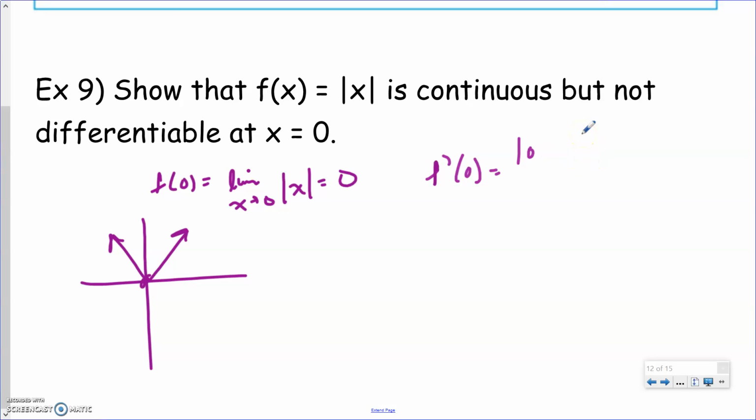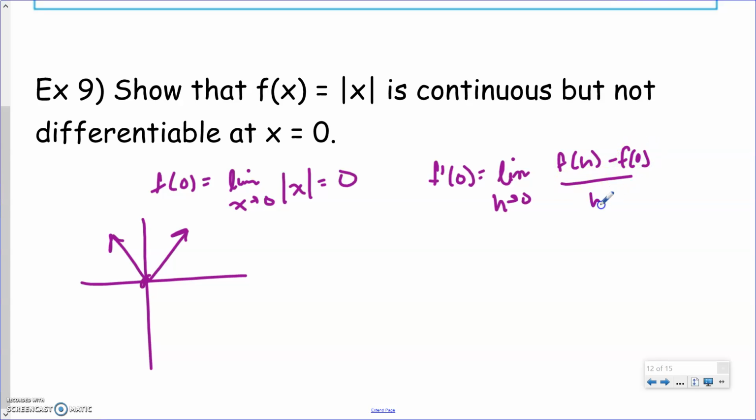Actually, we're going to use the other definition because we haven't done that yet. We're going to do f prime of 0 equals the limit as h approaches 0 of f of h minus f of 0 over h, which is going to be the same as saying the limit as h approaches 0 of the absolute value of h minus the absolute value of 0 over h.